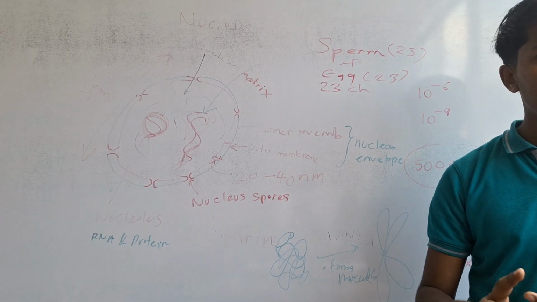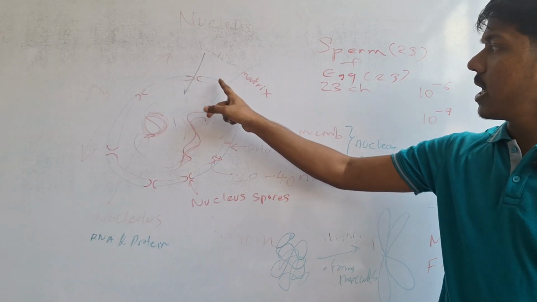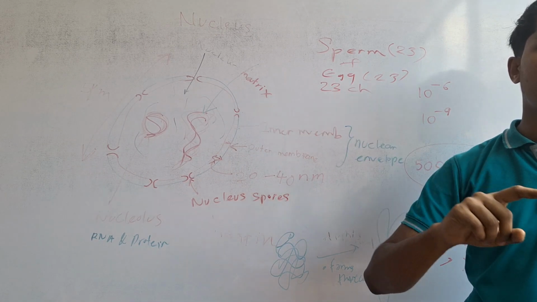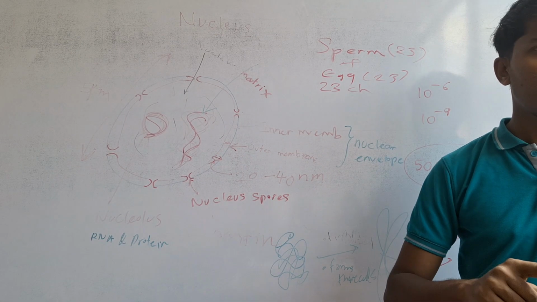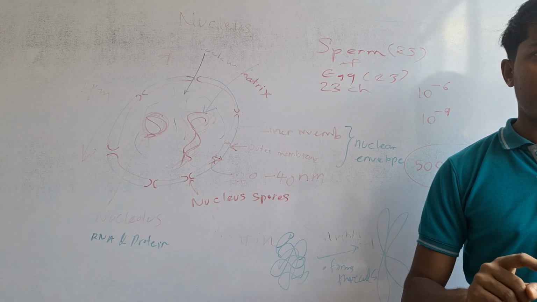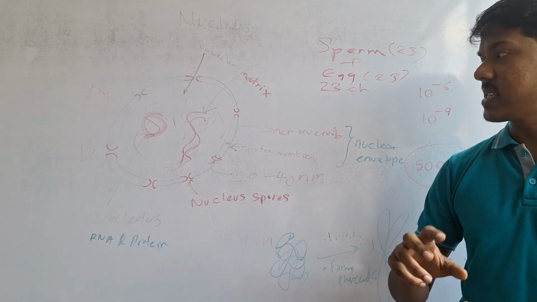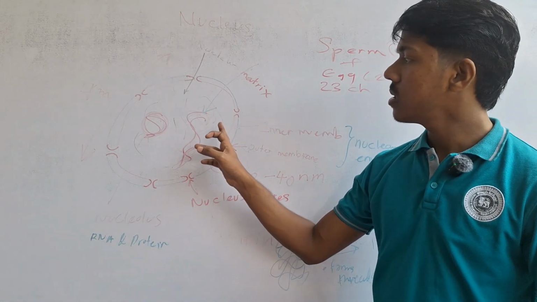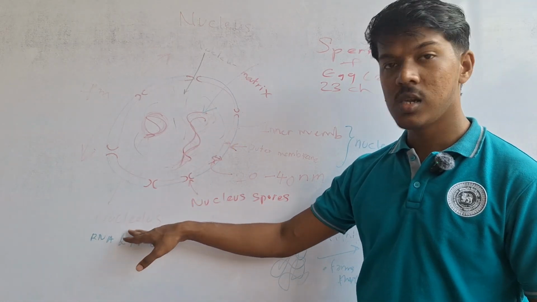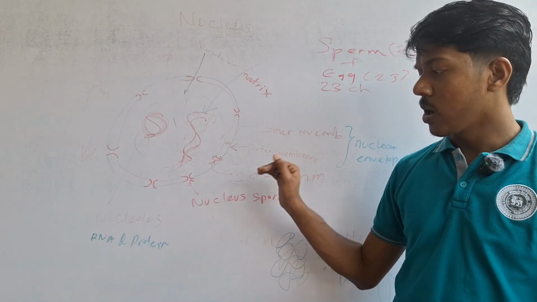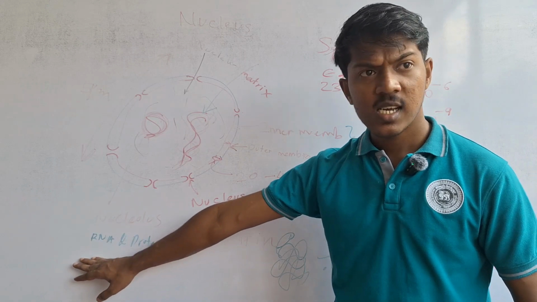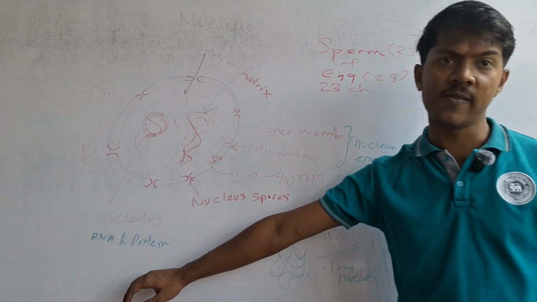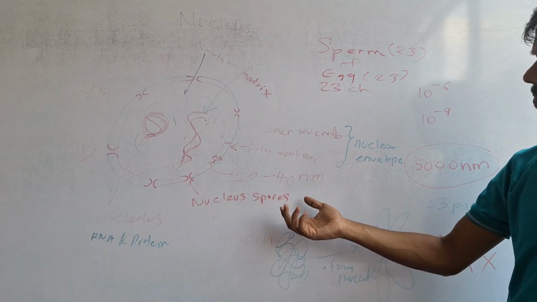Next one. The nuclear envelope is composed of pores. What is the function of pores? They allow the entry and exit of substances. Next one. Two main parts: nucleolus and chromatin. The nucleolus is made up of RNA and protein filaments.